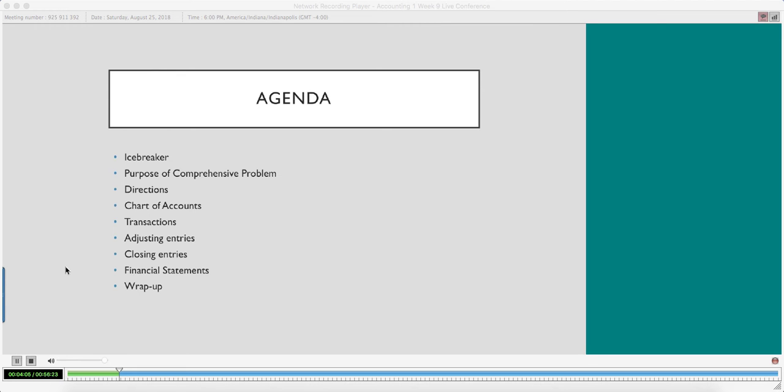Go over some of the adjusting entries. Again, these are the ones that throw students off. Do a quick rundown of the closing entries. How many are we supposed to have? The order that we're supposed to put them in. Do a quick look at the financial statements, which really they have not changed since chapter 6. So, I mean, there's not really anything new there. And then do a quick wrap up. Next week's wrap up will include information about the final exam.